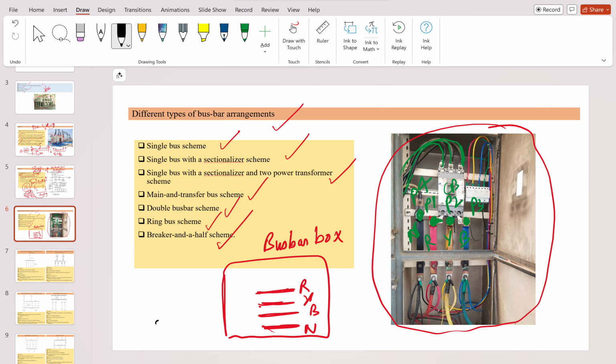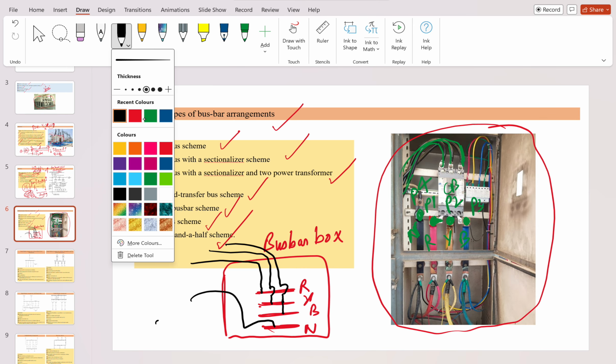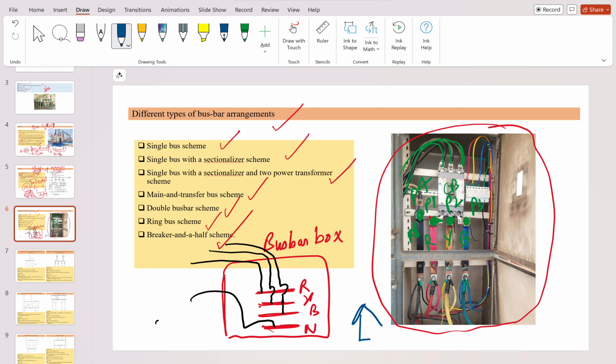Suppose the incoming lines are there: an R line comes in, then the Y line, and a B line, and then you have the neutral, which is common. Now you want to feed a load, suppose this is a house. From the R phase, a single phase line, you feed power to it, and neutral will be common. So this is a single phase line taken from the bus bar.